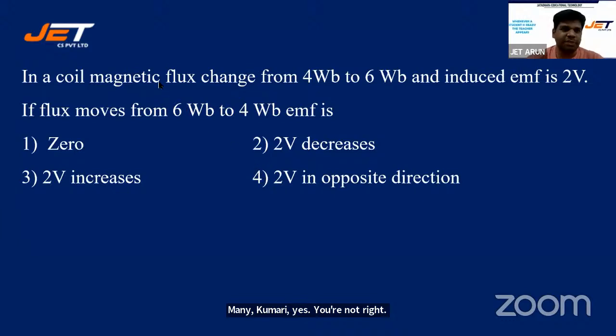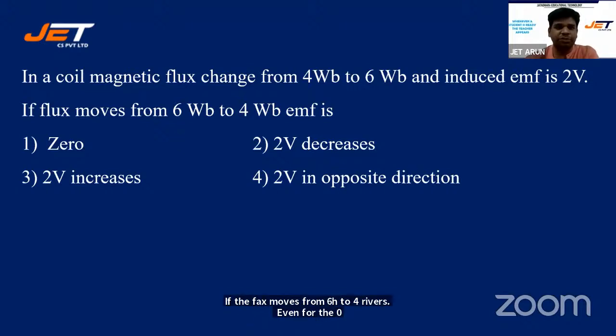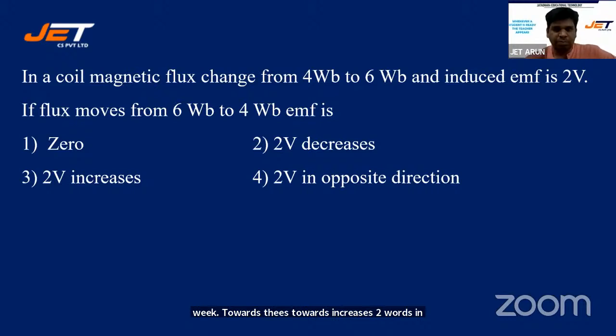Okay, this is the last question. We'll go to mathematics after this. In a coil, magnetic flux changes from 4 to 6 Webers and induces EMF of 2 volts. If the flux moves from 6 Webers to 4 Webers, EMF would be: 0, 2 volts decreases, 2 volts increases, or 2 volts in opposite direction. Quickly answer, students. We don't have time. Mathematics is coming up. Madam is waiting for you all.